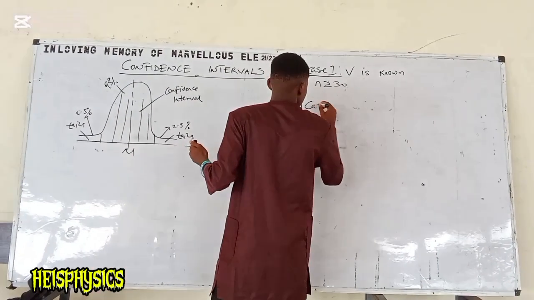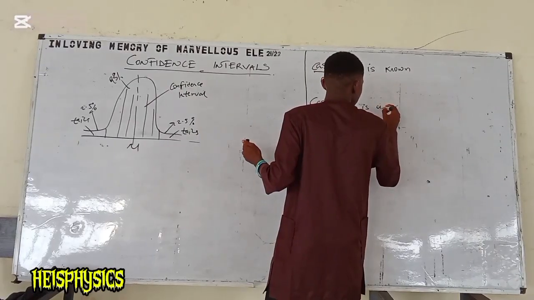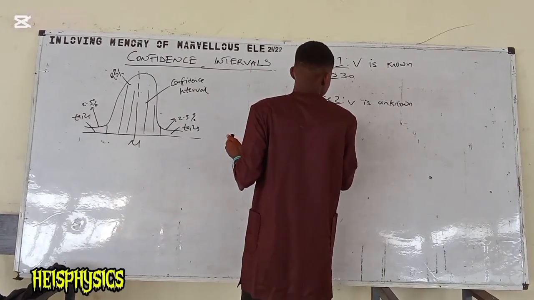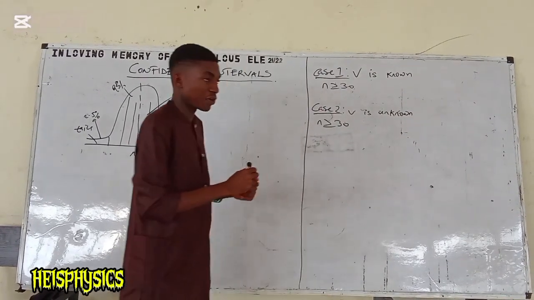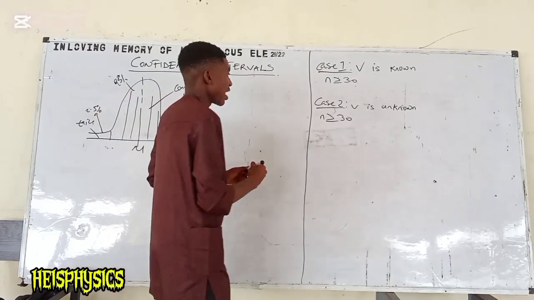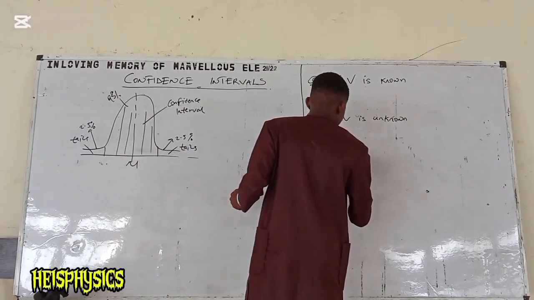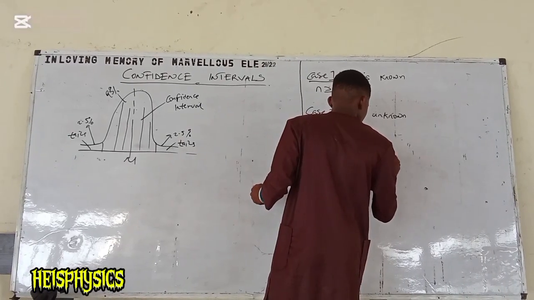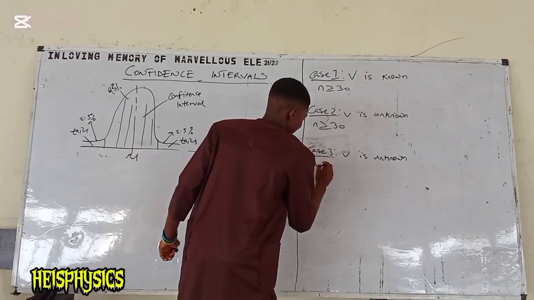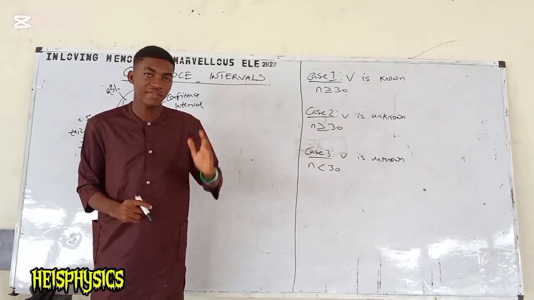For case 2, your variance is unknown and your sample size is also greater than or equal to 30. And finally, for case 3, your variance is also unknown, but your sample size now is less than 30. So these are the three cases for solving confidence interval.